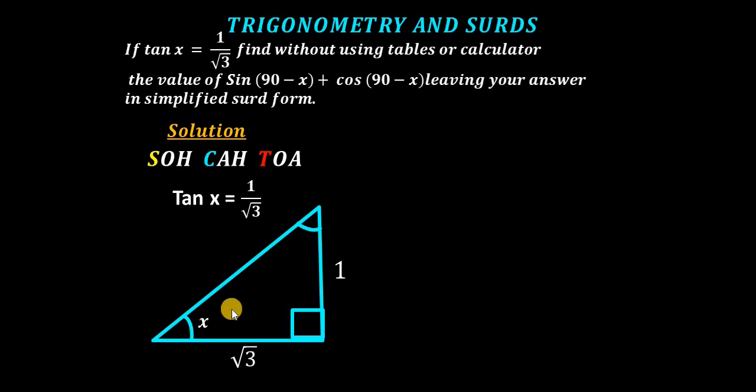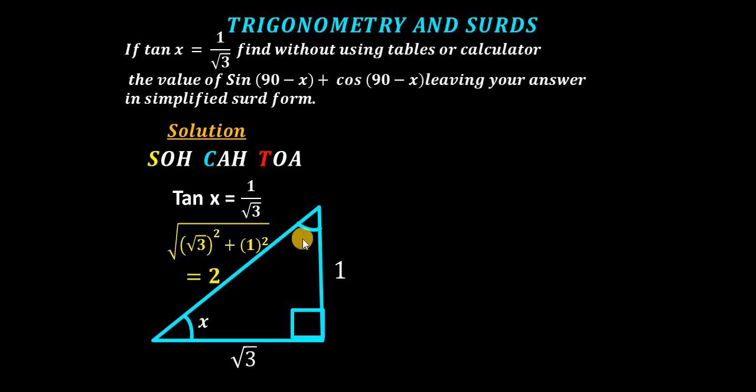Now we need to solve the triangle completely. That means we are required to determine the value of the hypotenuse, obtained by Pythagoras theorem, that is the square root of base squared plus height squared. So we're going to have the square root of root 3 squared plus 1 squared. Now this is 3, and this part we have 1, so 3 plus 1 is 4. Square root of 4 is 2. So the hypotenuse here is 2.